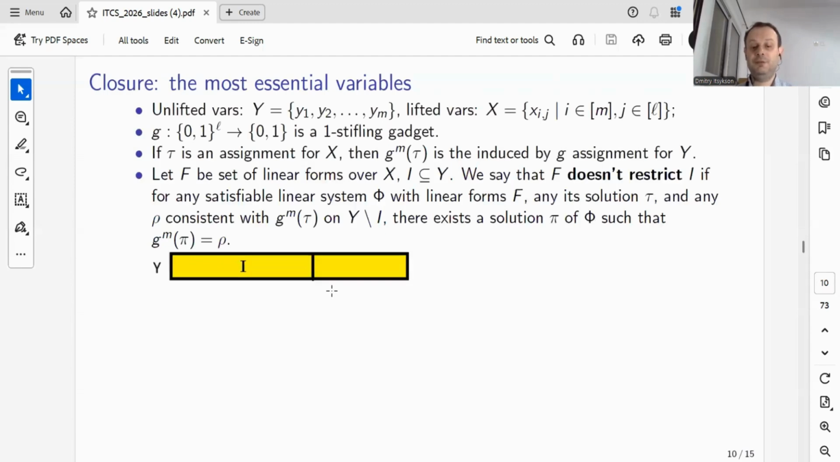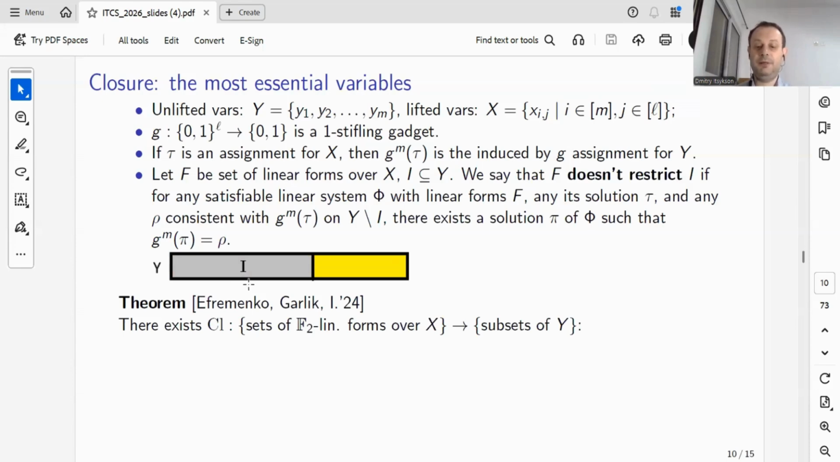Consider a set of linear forms f of the lifted variables. Let I be a set of unlifted variables. We say that f does not restrict I if for every satisfiable linear system phi with a set of linear forms f and any solution of phi, the following holds. If we take this solution and the assignment on unlifted variables induced by this solution, and then modify the values of variables from I somehow, we can find another solution of phi that induces this modification.